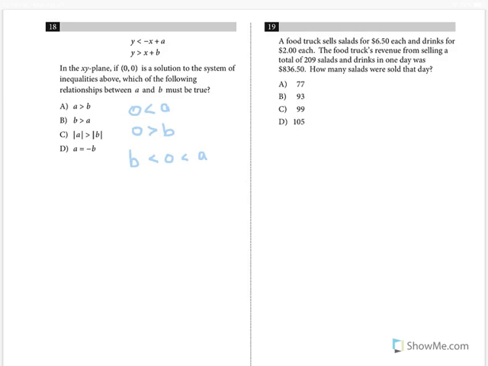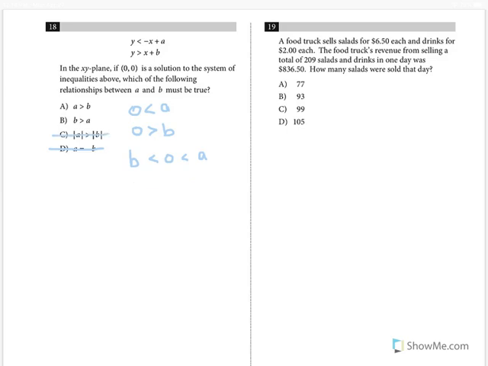Now, A equal to negative B could be true, but we're looking at what must be true. B is less than 0 and 0 is less than A, and A equaling negative B does not have to be true. All right, absolute value of A is greater than the absolute value of B. Well, we only need one counterexample. So if B is -9 and A is 2, that satisfies this compound inequality, but the absolute value of 2 is not greater than the absolute value of 9. So C is not correct.